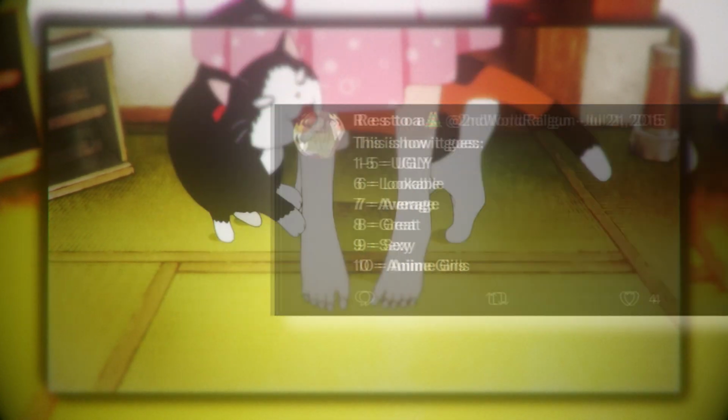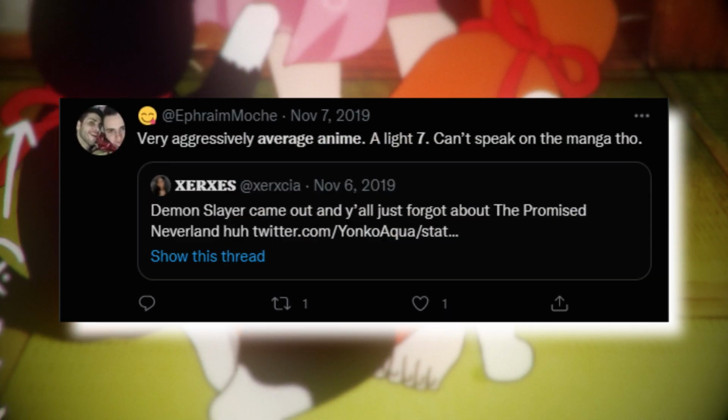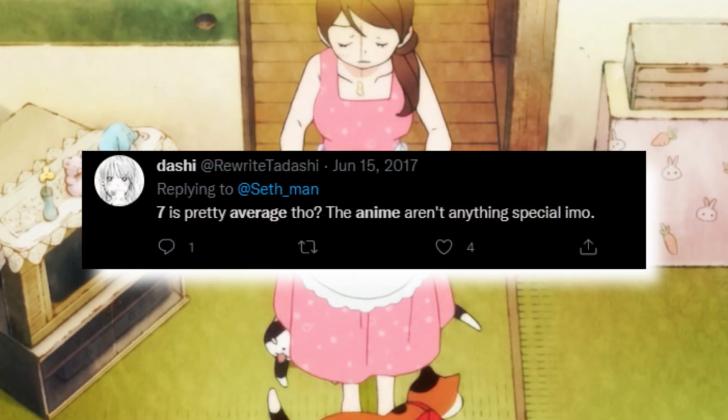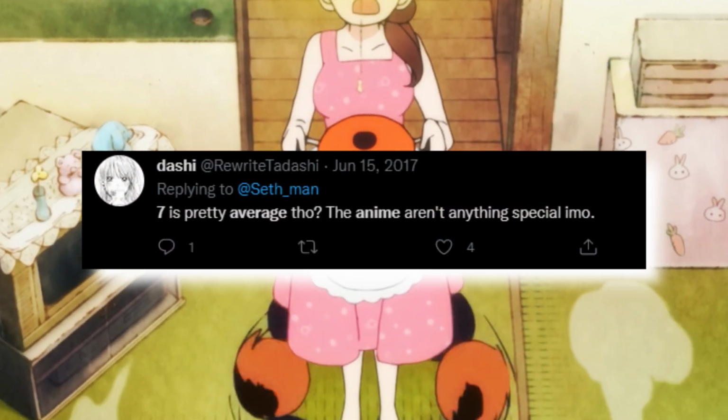7 equals average. Demon Slayer is an aggressively average anime, a light 7. 7 is pretty average though. The anime aren't anything special.